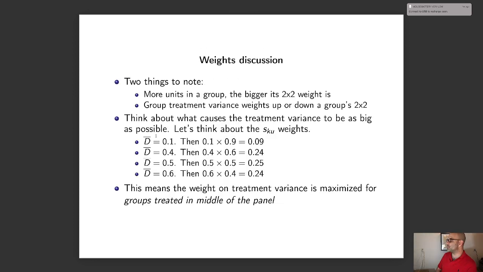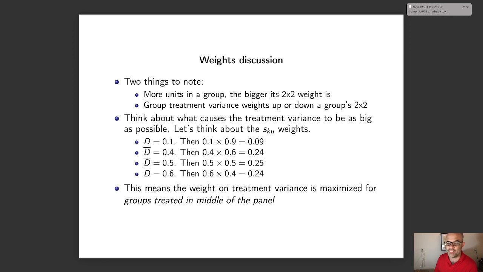But if he said to me, Scott, now you have to tell me if you think group treatment variance is going to weight up or down a group's 2x2, I would just flip a coin, because I wouldn't even understand the question.